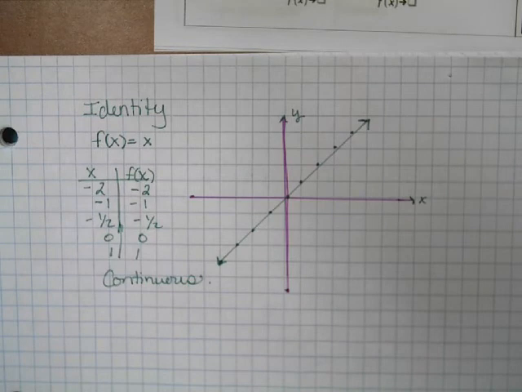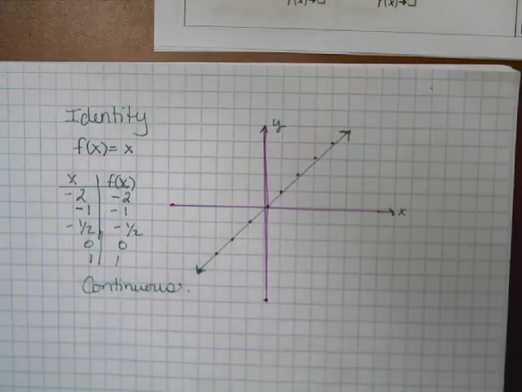Continuous graphs also have a domain of all real numbers. That's not the only thing that continuous graphs have, but that's one of the key features of continuous graphs, is that the domain will always be all real numbers.